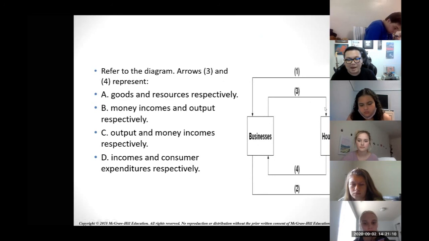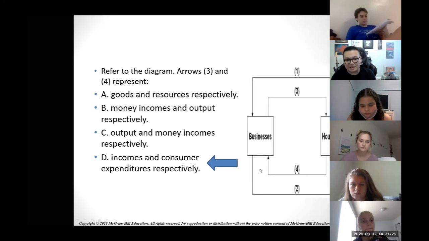And arrow 3 and arrow 4 stand for what? How the business pays the household and how the household pays the business. Okay, this should be easy too. The answer should be D. The business pays income to the household, and the household pays consumer expenditure to the business. Okay, you guys understand?